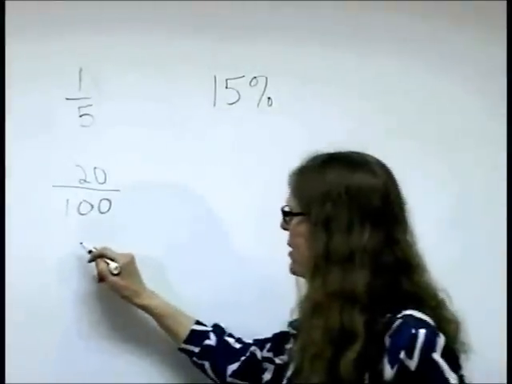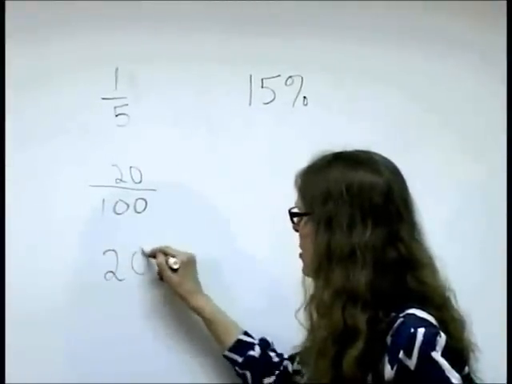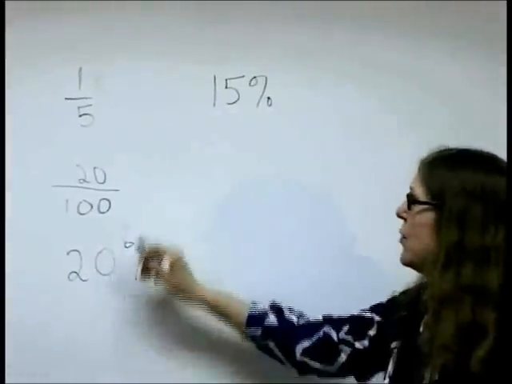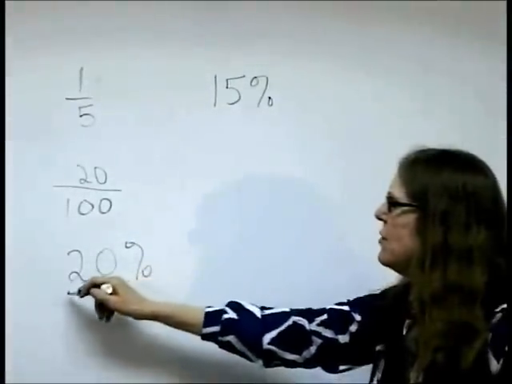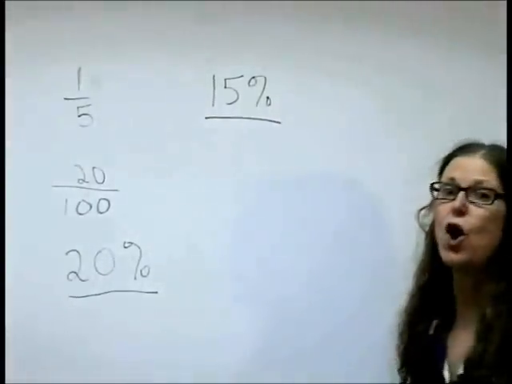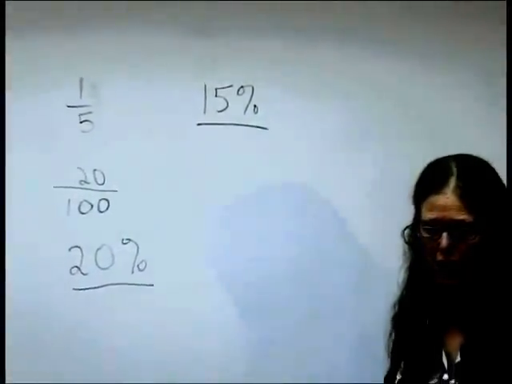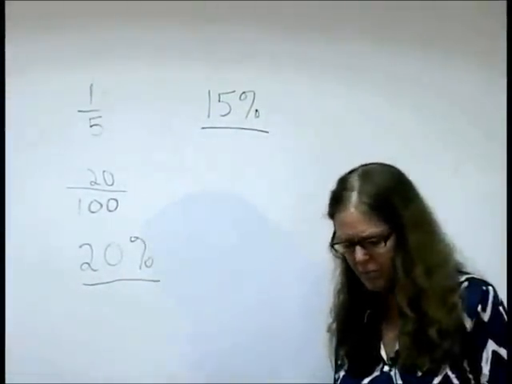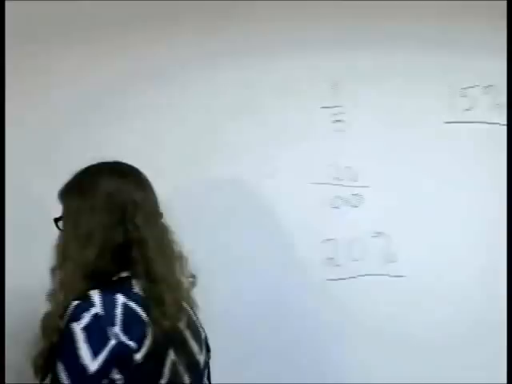But another way of writing 20/100ths is 20%. So the one store, the one that's giving you a fifth off, is giving you 20% off, and the other store is giving you only 15% off. So the better deal is the 1/5 off. Okay, and let's take a look at this.